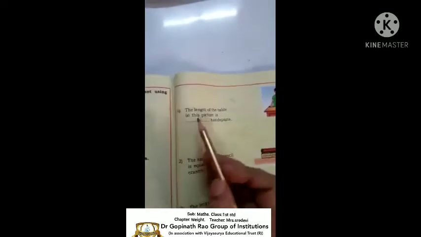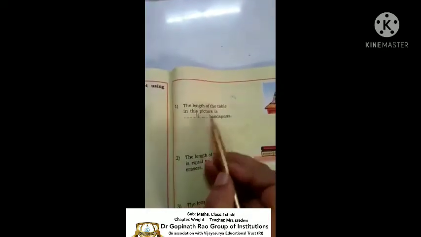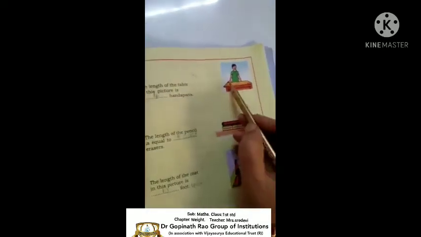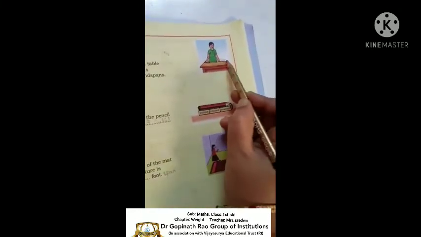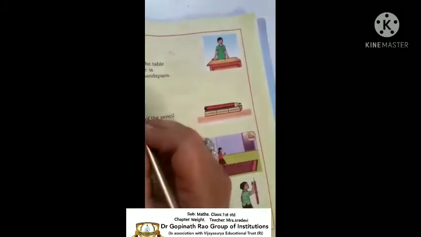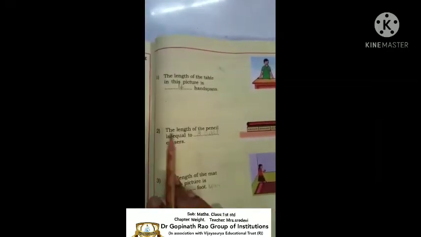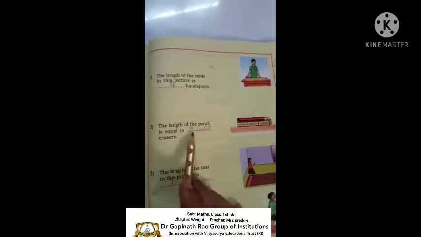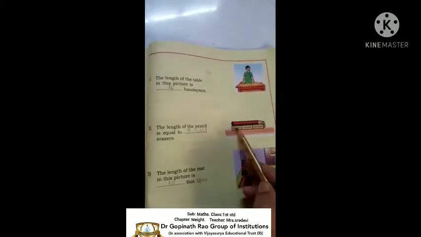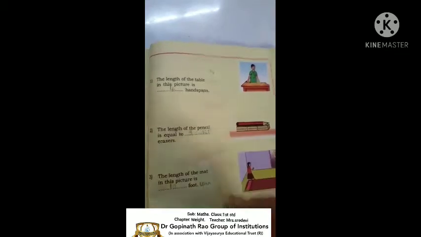Next here. The length of a table in this picture is dash hand spans. See how much it is: 1 hand span, 2 hand span, 3 and this is 4. So this is 4 hand spans. The length of a pencil is equal to 3 cubits here: 1 cubit, 2 cubit, 3 cubit.